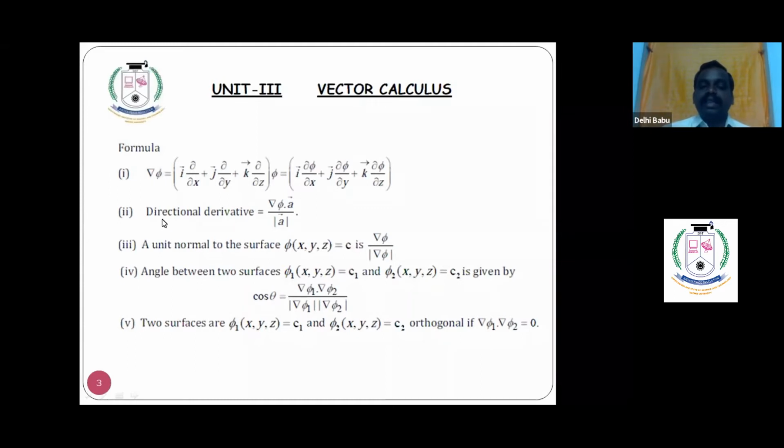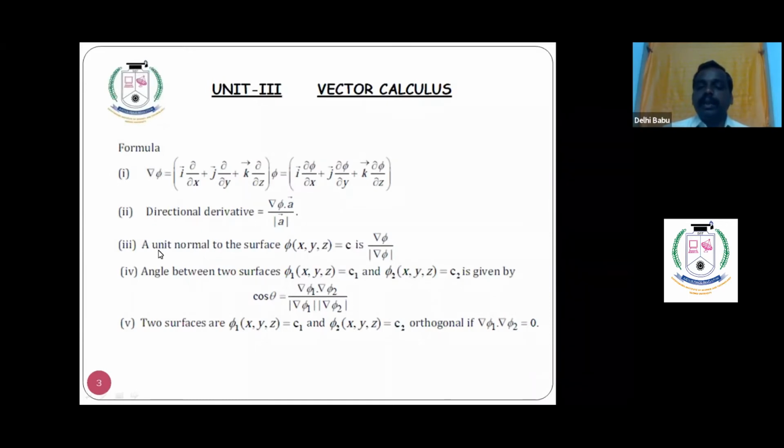And then the next, directional derivative, and simply it is called DD. This directional derivative is nothing but your gradient phi, that means del phi dot a vector by modulus a vector. In vector, we have 2 types of product. One is dot product and another one is cross product. That cross product I will tell you later. Now here it's dot product.